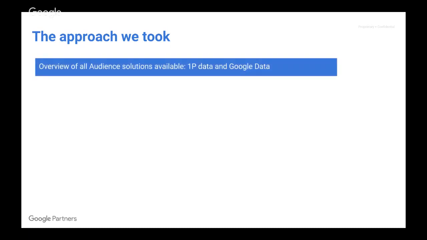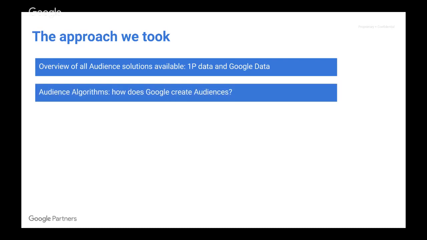So just to recap why we are here today, how we built our curriculum up to now in this Audience Academy. We started in the first session giving you an overview of all audience solutions available with your first-party data, for example, remarketing data, analytics data, and Google data, for example, in-market audiences or affinity audiences. Then in the second session, we explained how Google creates audiences from Google data. So we went really in depth into audience algorithms.